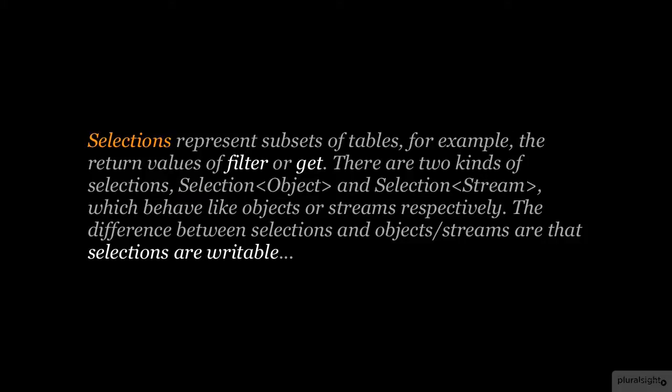But there's two kinds of selections. There's an object selection, which is just one record, and there's a stream selection, which returns a bunch. And so in our case, we got a stream selection. Why didn't we get an object selection when we asked for one record using album ID of 2? Well, because we didn't use get. We used filter, and filter returns a selection of type stream.